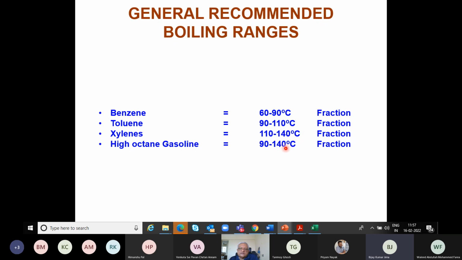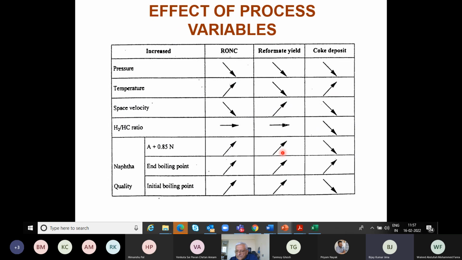Otherwise, the heavier aromatics start becoming the coke precursors. Although the endpoint specification on gasoline is 210, in the reformer we don't go beyond 150, at the most 160. I mean, not beyond C10.